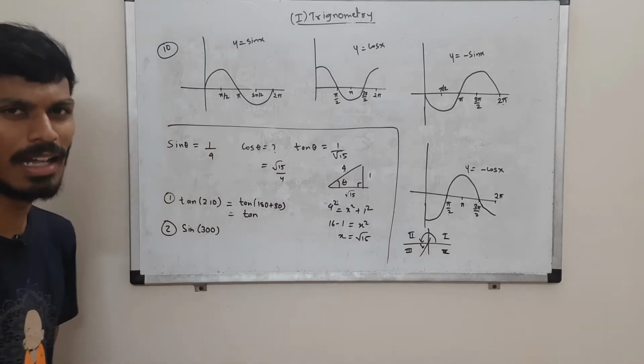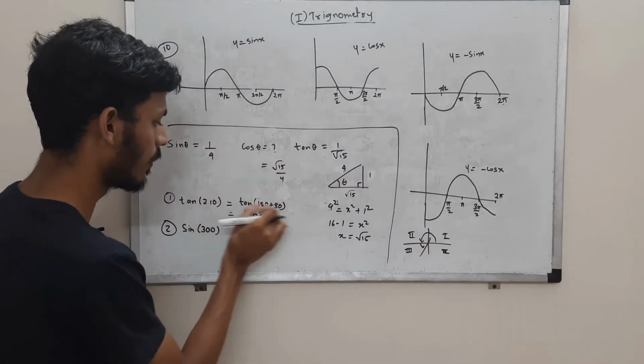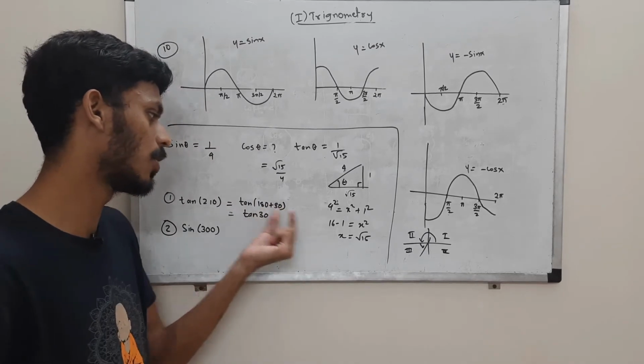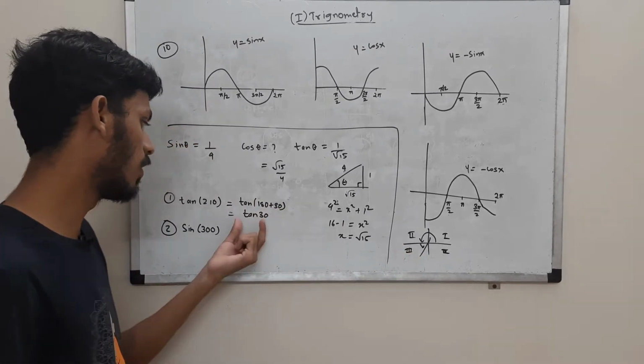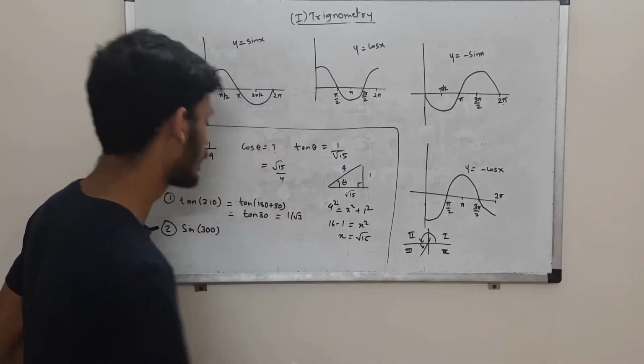In the third quadrant, tan is positive, right? So first of all, write simply tan 30, right? And then decide the sign based on this. Okay, so tan of 30 is 1/√3, right?